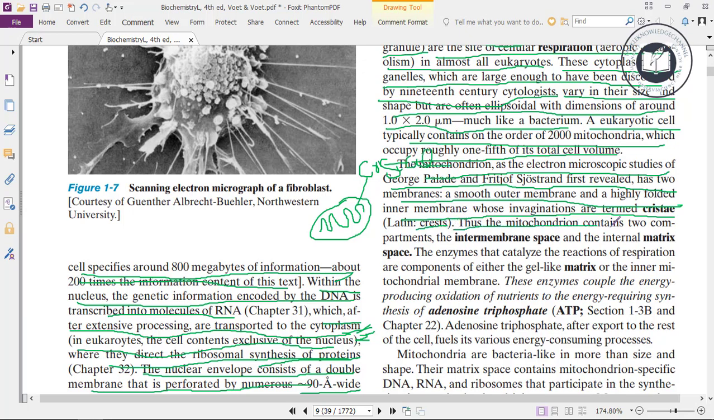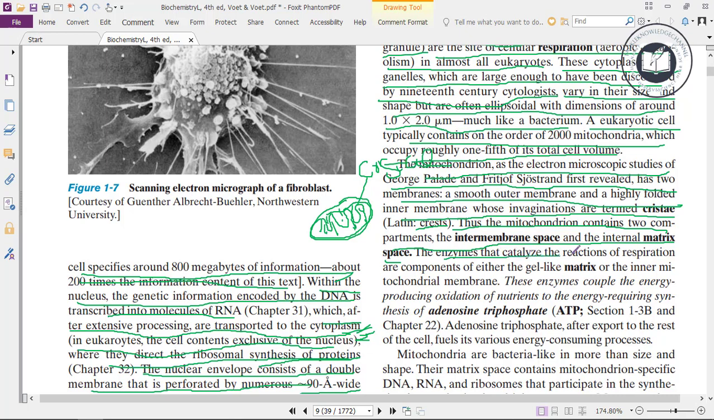Thus the mitochondrion contains two compartments, the intermembrane space and the internal matrix space. So all this space we will be calling the intermembrane space, and then this is the internal matrix space.